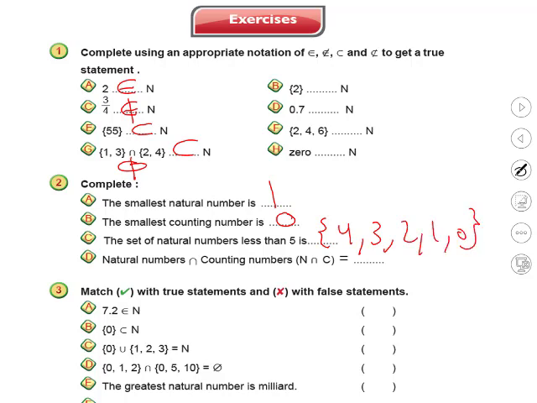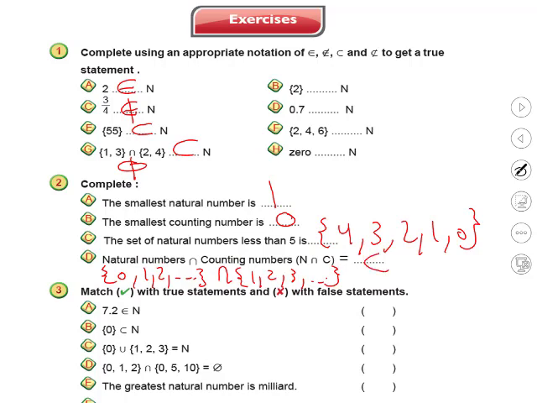Natural numbers intersection counting numbers. So natural numbers equal 0, 1, 2, and so on. Intersection counting numbers 1, 2, 3, and so on. So the intersection equals 1, 2, 3, and so on. It's the set of counting numbers itself.